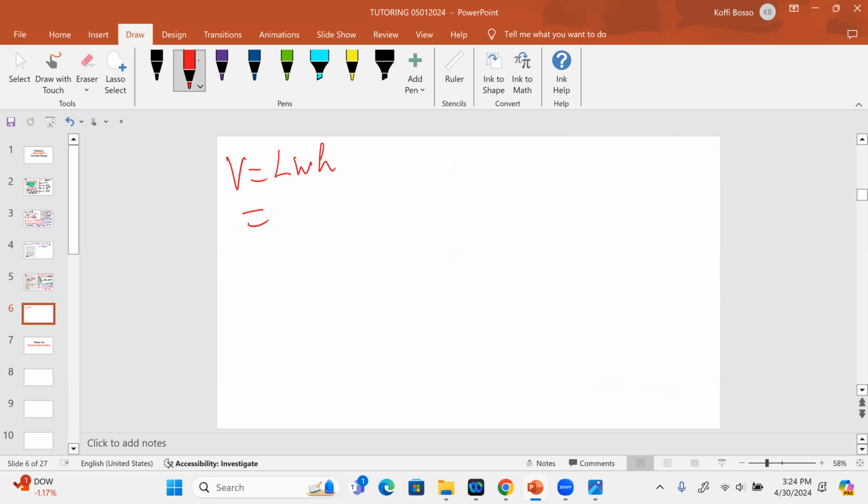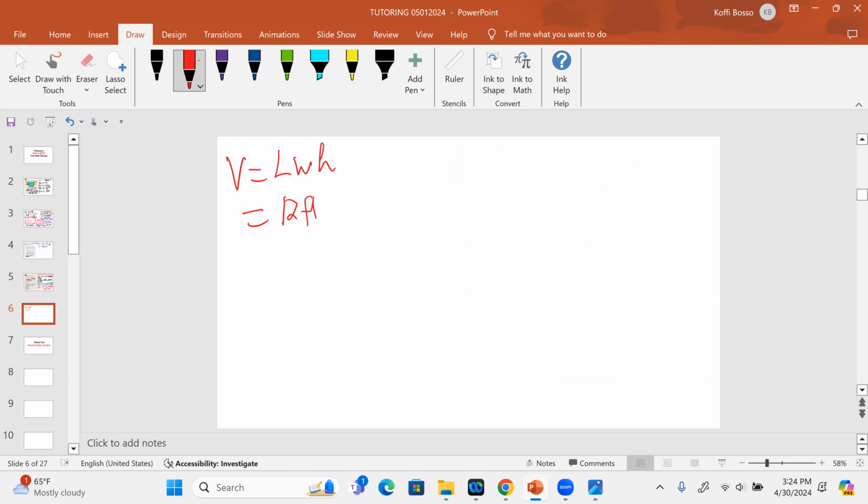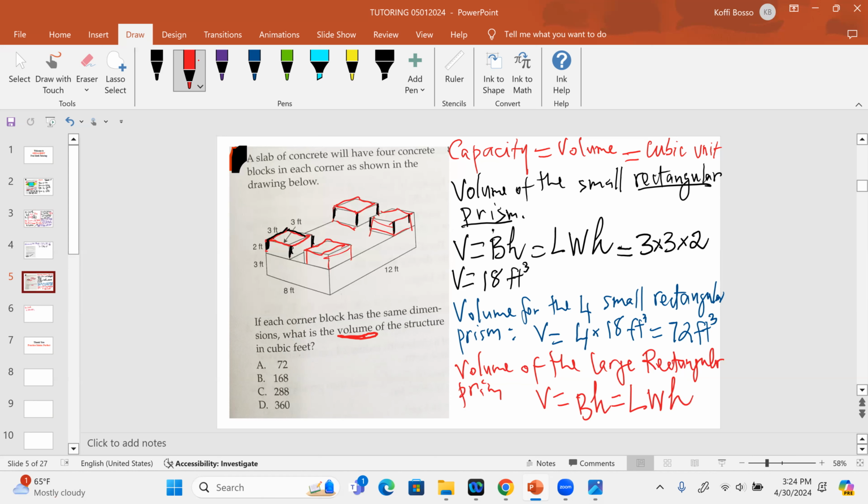So can you tell me what the length, width, and height are for the large rectangular prism? Yes, of course. The length of this big rectangular prism is 12 feet, right? Exactly. So 12 feet multiplied by 8 feet, multiplied by 3 feet. The height is set down there.